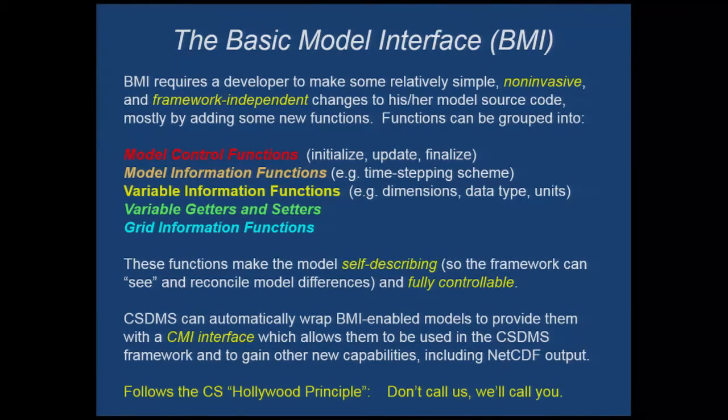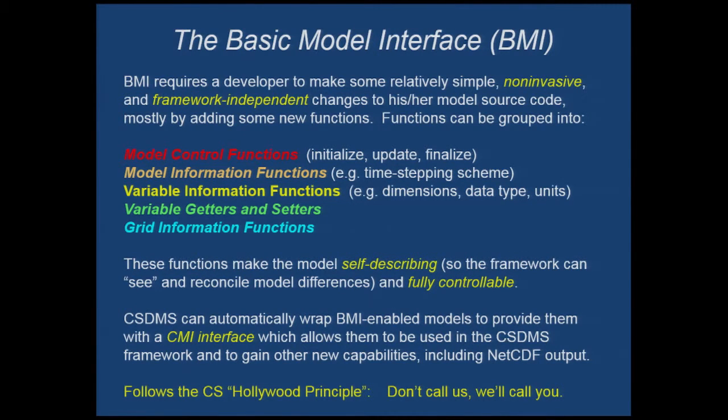And so there are some model control functions, so you can initialize, update, finalize, like the March about face idea, just three. And then there are some model information functions and variable information functions. What all those information functions are about is making this model self-describing. So it describes itself in terms of what variables it has, what grid it uses, what time-stepping scheme it uses, what the units are for each variable, what the data type is for each variable. It just has functions, so if someone wants to know that stuff, they can call those functions and pull it up.